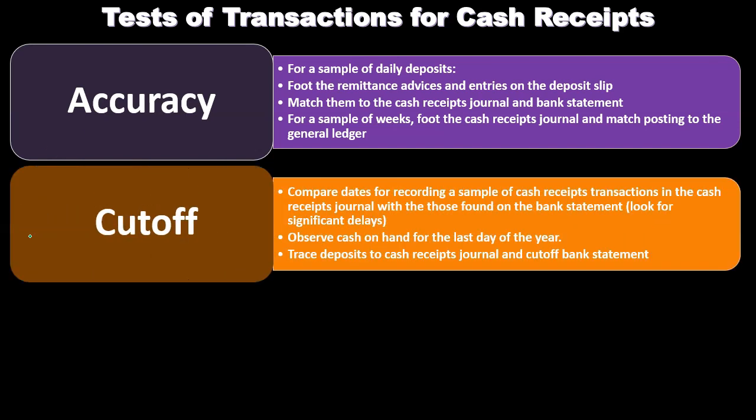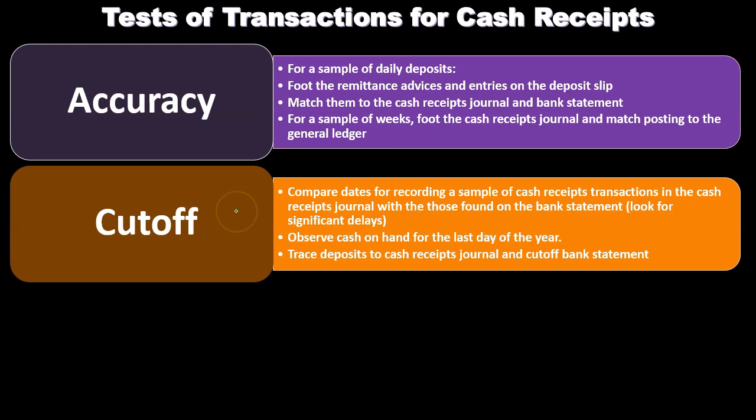And then we have the assertion of cutoff. Remember, that's the year end or the end of the time period, typically 12/31 if it's a calendar year end, being the cutoff time period. Compare dates for recording a sample of cash receipts transactions in the cash receipts journal with those found on the bank statement. Look for significant delays.